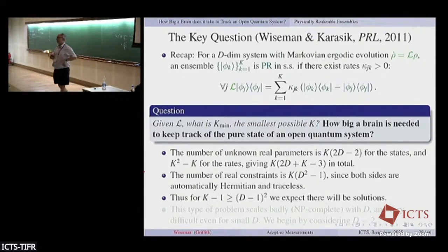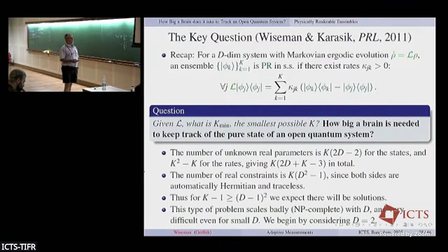This is different from the classical case. In the classical case, if you have a D-level system, you only need D states to keep track of it, a brain of size D. Whereas for quantum systems, this argument suggests you need a quadratically bigger brain. Can we prove this? It turns out this is an incredibly difficult problem to solve in particular cases, because it's an example of an NP-complete problem with large D, and even for small d, it's surprisingly difficult.